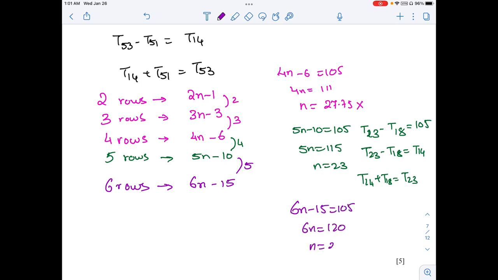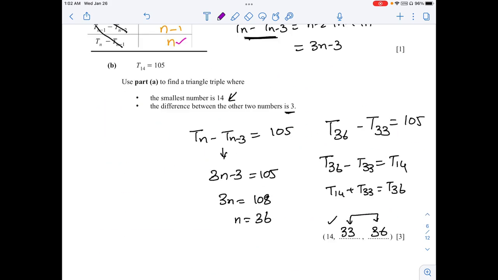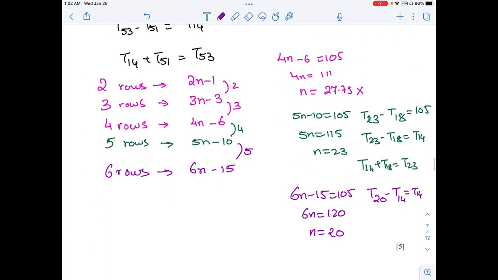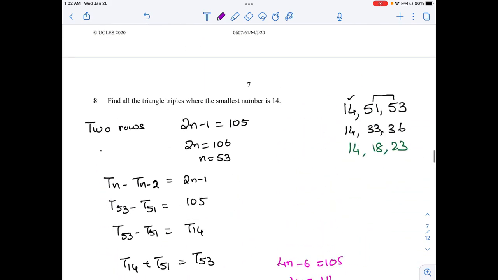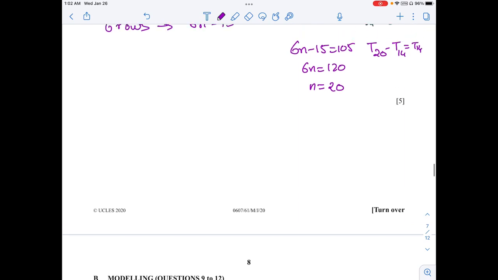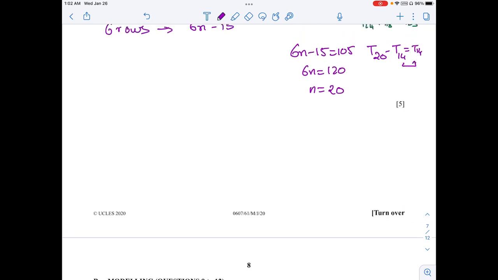N is equal to 20. If n is equal to 20, so T20 minus 6 rows, 20 minus 6 is 14, is equal to T14. So again I get 14 itself only. It is repeating the same 14. But for triangle triples, I should be having 3 different numbers. But here I am seeing that I am getting 2 same numbers.